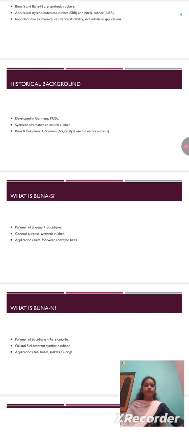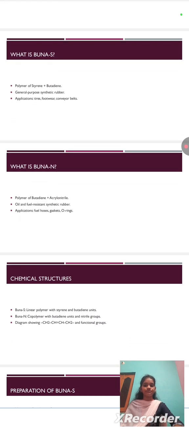And next we have to know the preparation of Buna-N. Monomers: butadiene and acrylonitrile. Method: emulsion polymerization. And what are the steps we have to follow? Mix monomers with emulsifier in water, initiate polymerization, polymer obtained, washed, dried, vulcanized. Acrylonitrile content gives effective oil resistance.